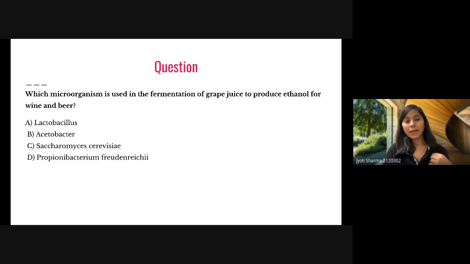Then what kind of fungus or fungi do we need to ferment grape juice to ethanol for wine or beer? This is Saccharomyces cerevisiae. This particular fungus is used for the fermentation.